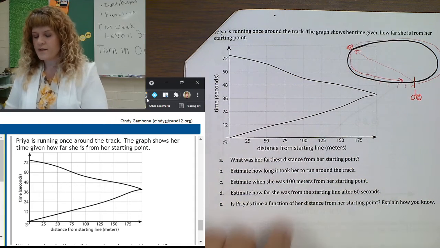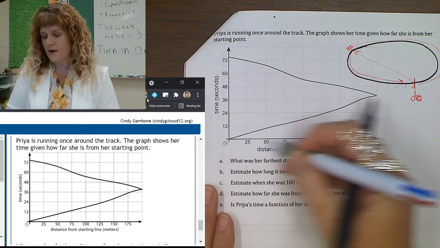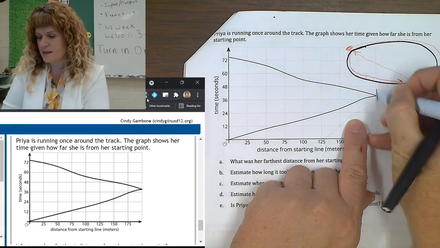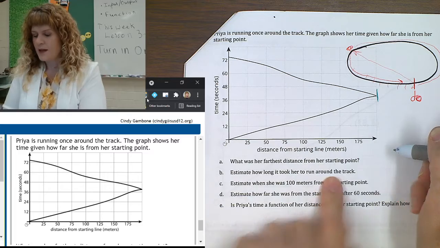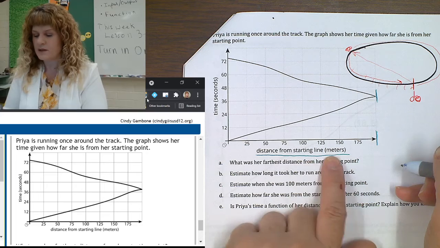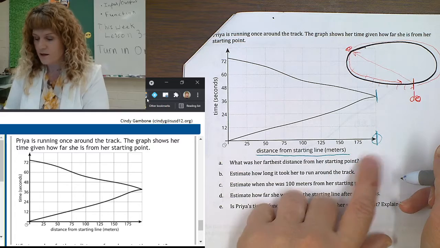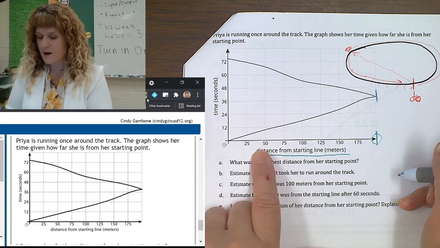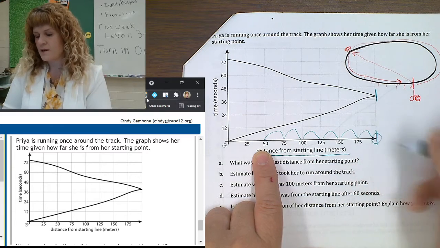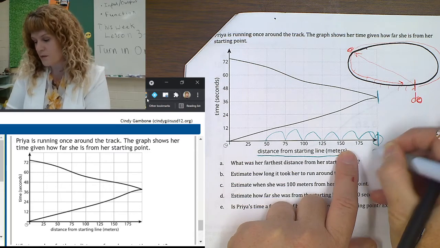A, what was her farthest distance from her starting point? Well, we can read this right off the graph because the distance increases and increases until we get to some turnaround point, and then go down to the x-axis where it says distance from starting line in meters, and you have to read what that distance is. However, it is not written on the scale. You have to figure that out. You can see the scale increases by 25 meters for every tick mark. So 175, the next tick mark would be 200.